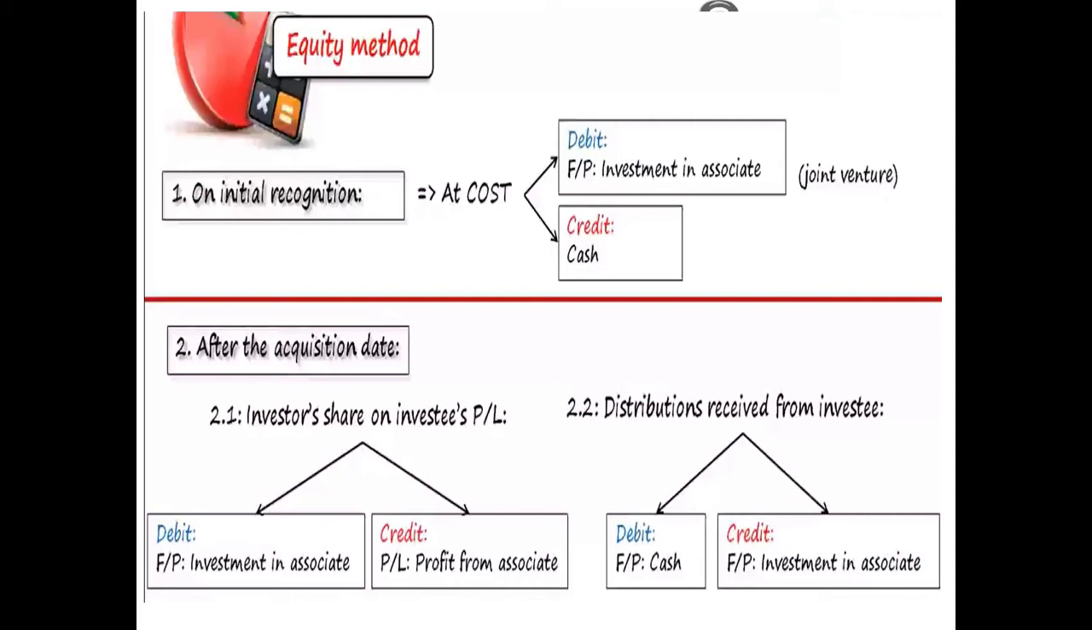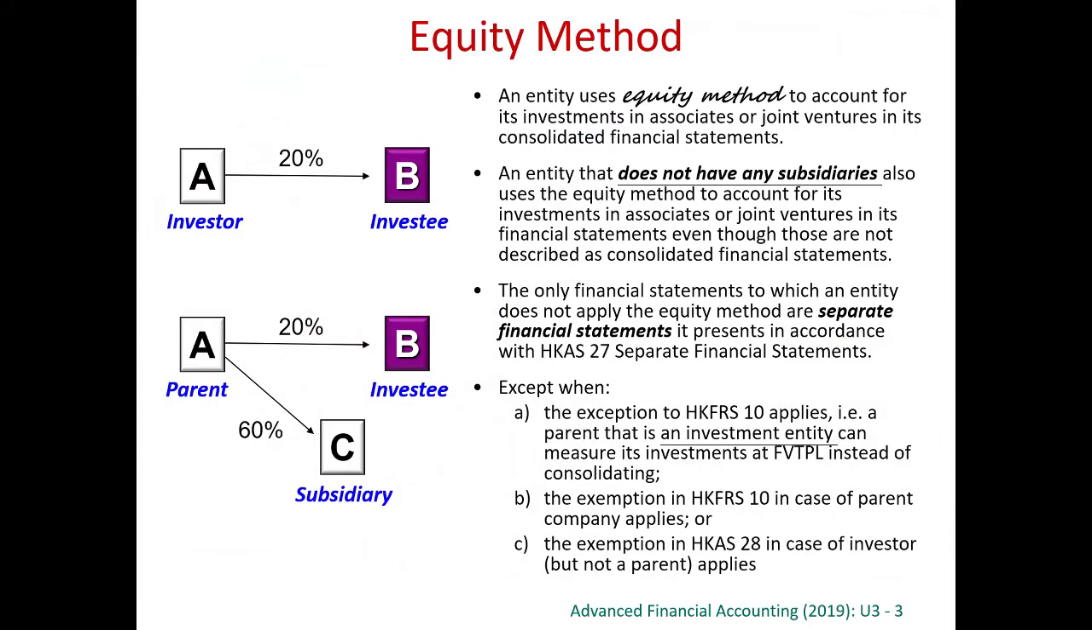After initial recognition, we will share everything of this investment in associate. Therefore, if this associate has profit, we will debit investment in associate and credit profit from associate. If we receive some dividend from this associate, we will debit cash and credit investment in associate. This is the equity method. So we must use the equity method to account for investment in associate and joint venture.